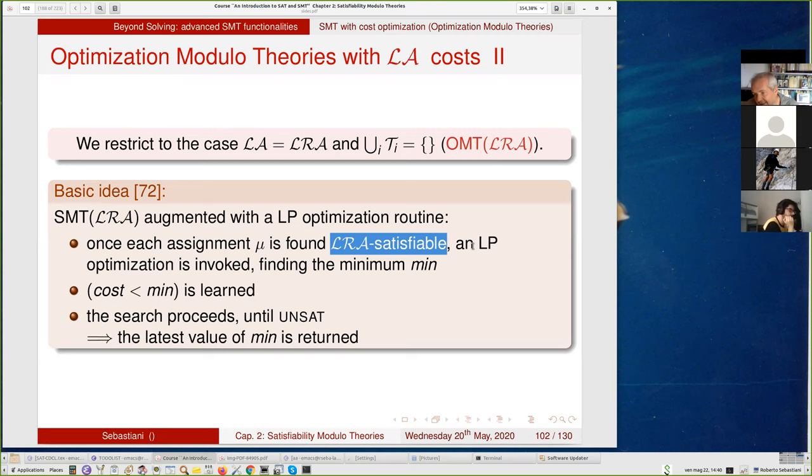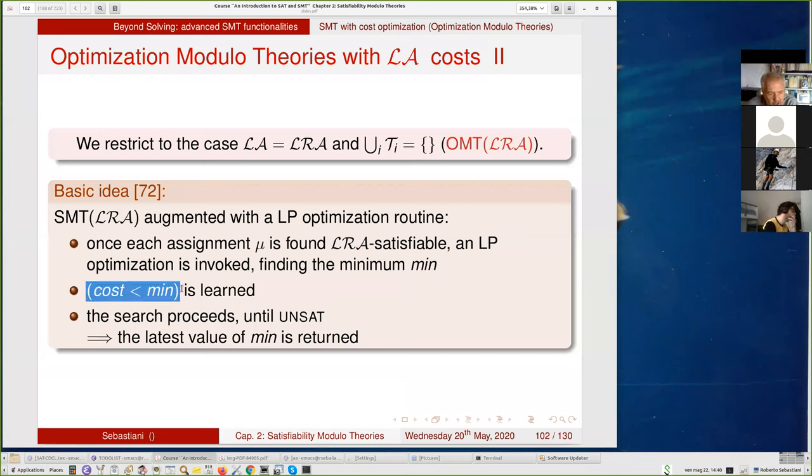So substantially, you just have a tiny modification to the linear arithmetic theory solver, which says when you find a solution, don't stop, but go ahead until you find an optimal solution. Once you have found a minimum, instead of stopping, you learn the clause cost strictly smaller than min, and then you proceed the search. Since you have added this unit clause, it will be immediately unit propagated at level zero.